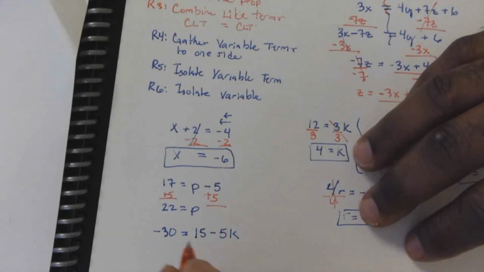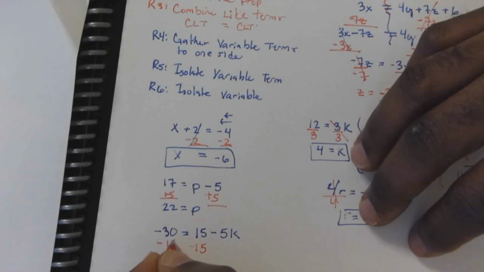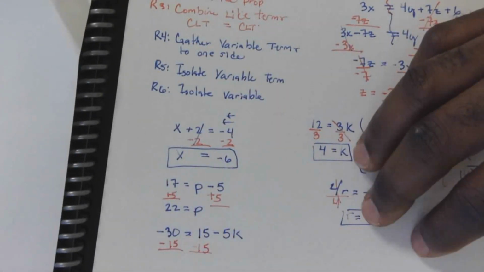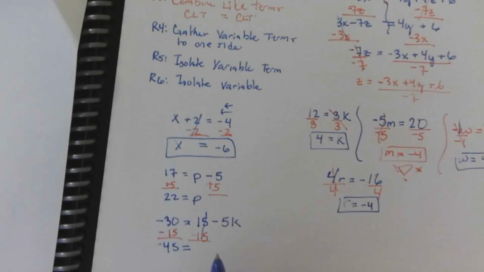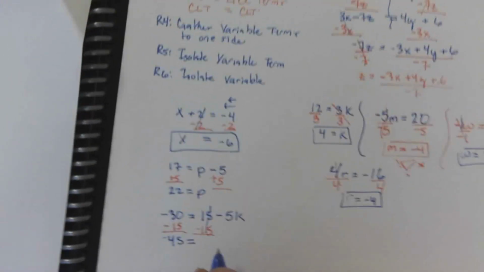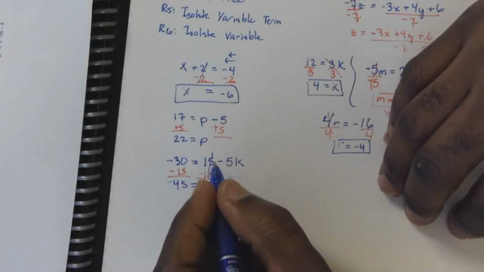You can't isolate that variable. Get rid of that 15 first. Isolate the variable term. Get -5k by itself. How do you move that 15? You're going to do -15. Whatever you do on one side, you do to the other side. That's a property of equality. You get -45 on this side. The equal sign always comes down. If you move that 15, it's gone. What's left?